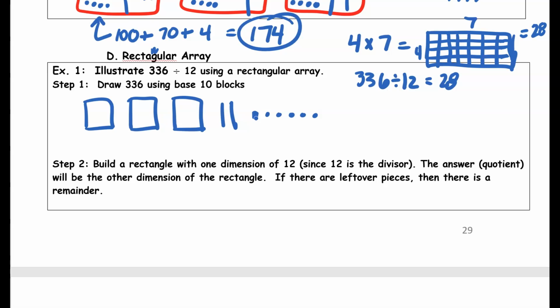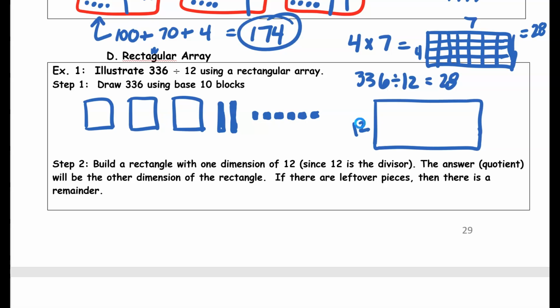And then remember these units, they're actually little cubes. And then these are little sticks. Then what I would ask you to do is take those blocks and try to make a rectangle using them. The rectangle would look something like this. So you get a rectangle, and one dimension would be 12 and the other would be 28, because 12 times 28 is 336.